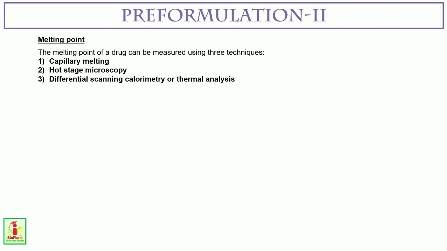Now the third and final one is differential scanning calorimetry and thermal analysis. DTA, or differential thermal analysis, measures the temperature difference between the sample and a reference as a function of temperature or time when heating at a constant rate. DSC, or differential scanning calorimetry, is similar to DTA except that the instrument measures the amount of energy required to keep the sample at the same temperature as the reference. That is, it measures the enthalpy of transition.